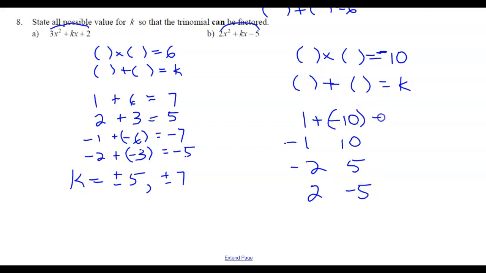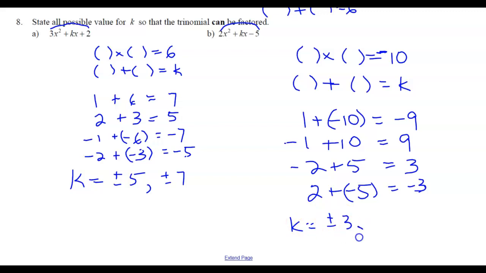So now when we add those together, we would get negative 9. Here we get positive 9. Here we get positive 3. Here we get negative 3. So there's 6 possible values for k. I can summarize it as plus or minus 3, plus or minus 9, or you could certainly just leave it as I did.